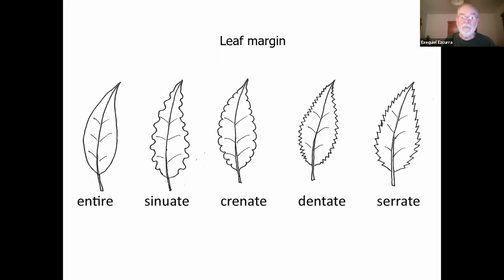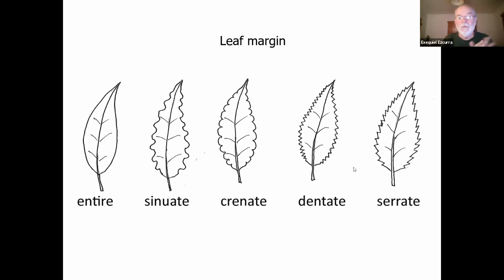You can classify leaves by the leaf margin. It can be entire, it can be sinuate if it has a sine-wave shape around it. It can be crenate if it has acute indentations. It can be dentate if the acute tips are pointing outside, and serrate if it looks like a saw.